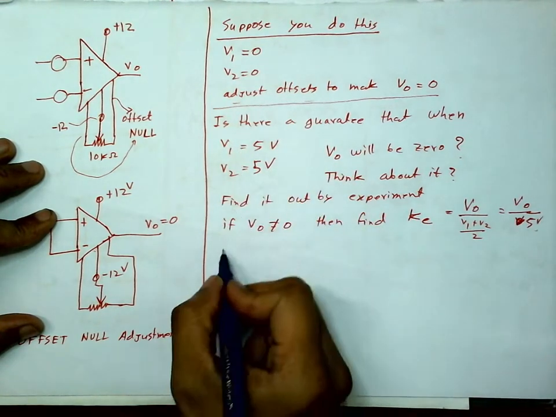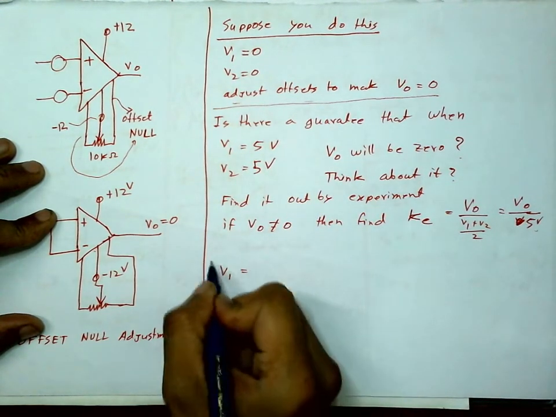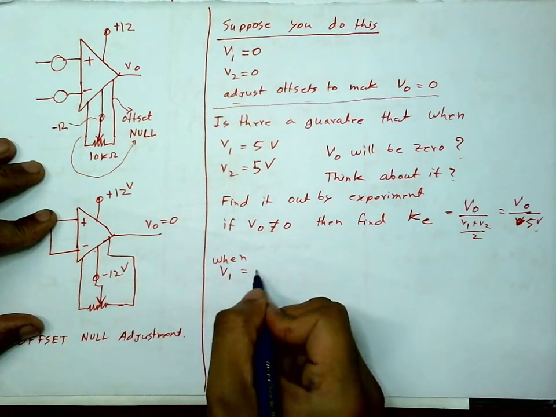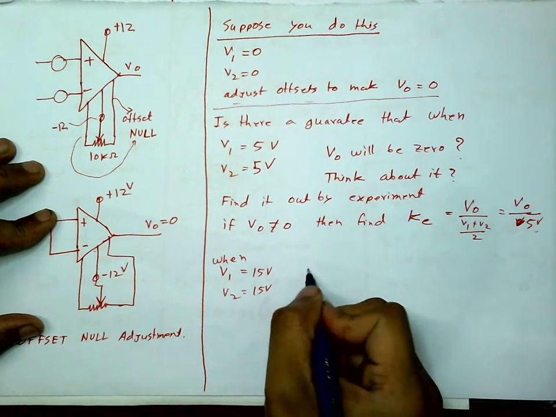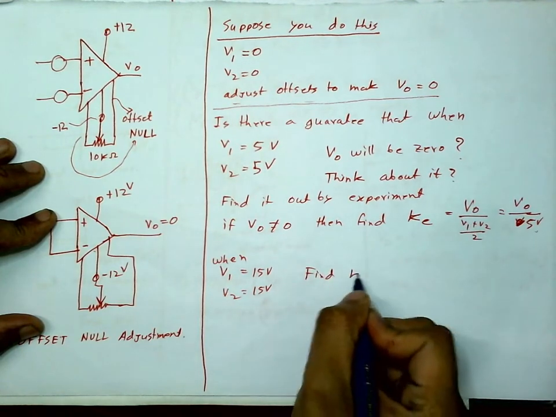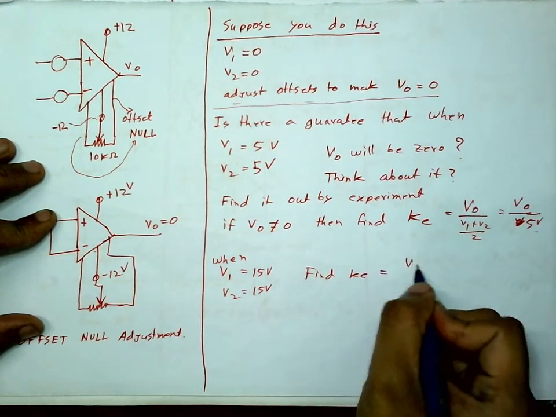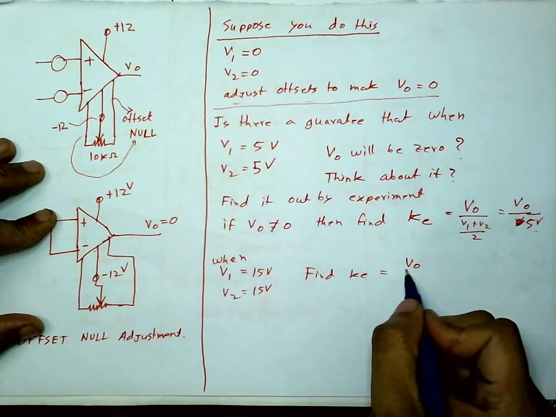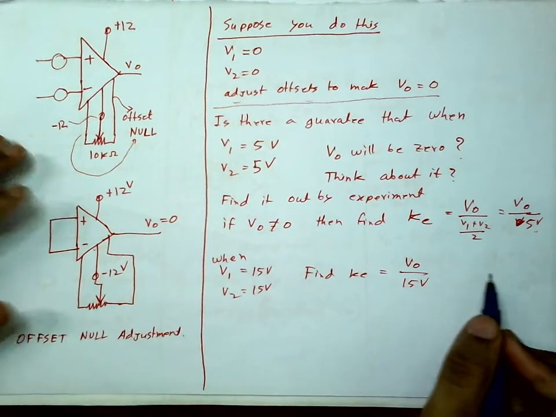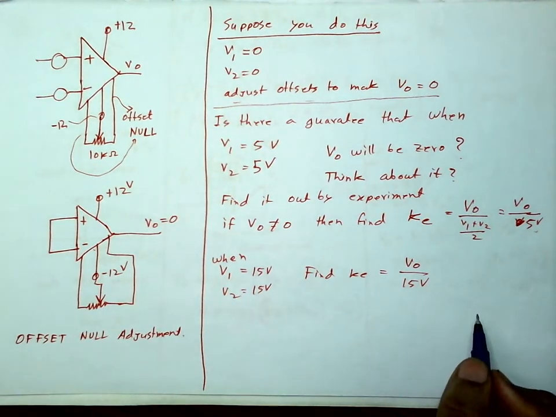You can do this again for when V1 is say 15 volt, V2 is 15 volt. Find Kc, which will be VO at that point when both these are at 15 volt divided by 15 volt. That will give you some Kc.